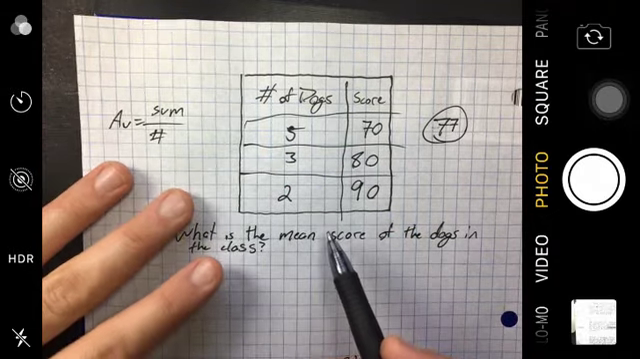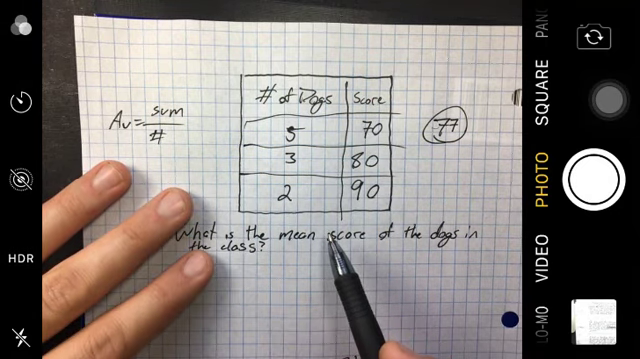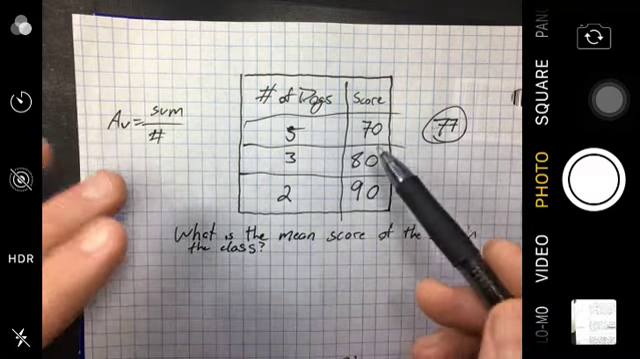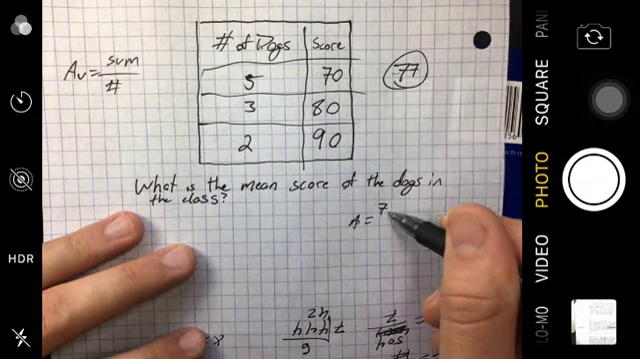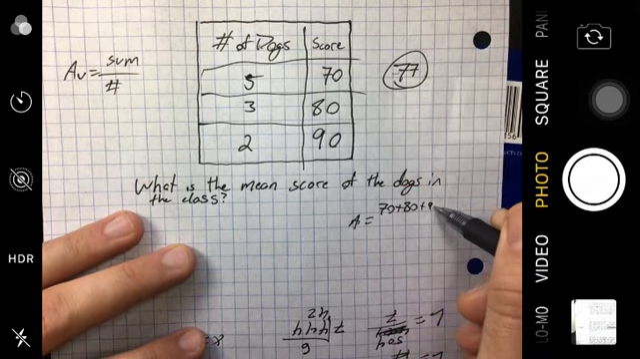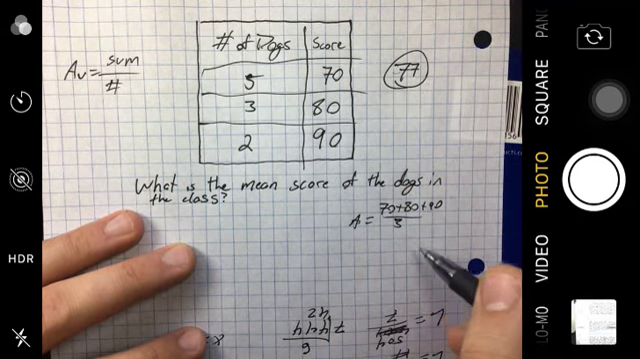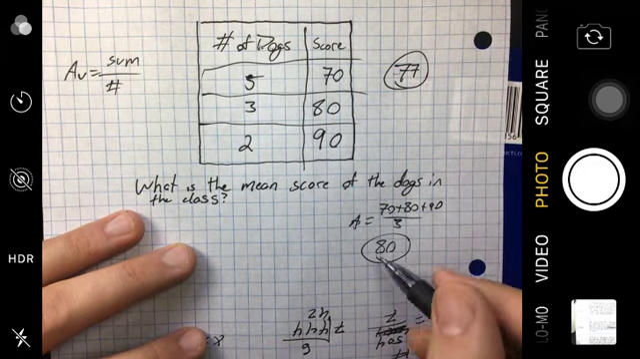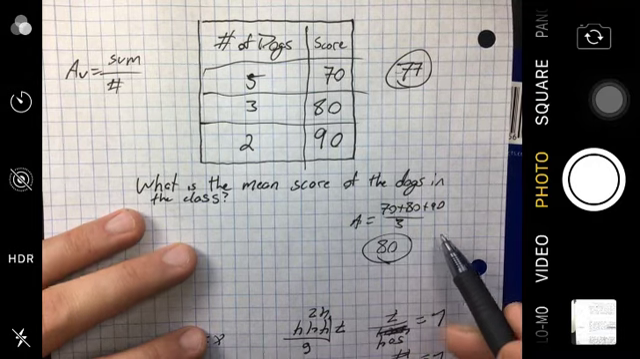The trick in this problem, and the trick that I don't think people really recognize when they get to these problems, is that a lot of times what I do see is average, and then they go 70 plus 80 plus 90, and how many categories do we have? We have 3 categories. And what we're eventually going to get is an answer of 80, which no one supplied, but that's going to be an answer choice because they're hoping that you make a careless mistake.